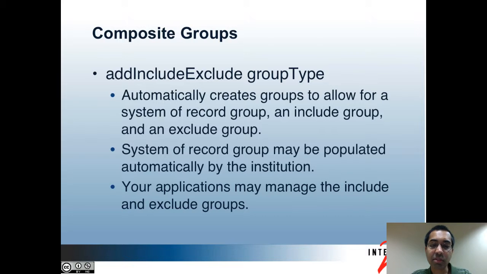The memberships of the system of record group would be maintained by some source system. You may develop some code that keeps that in sync, or you may ask your Grouper administrator to do so as well, for instance, by using the Grouper loader. Then you may build an application, for instance, that allows certain people to maintain the include and exclude lists, or they may just simply maintain them using the Grouper UI. The overall group is then automatically maintained based off of the other groups. This may be the final group that determines who has access to some external resource, for instance.